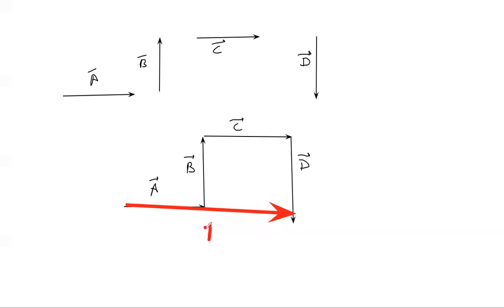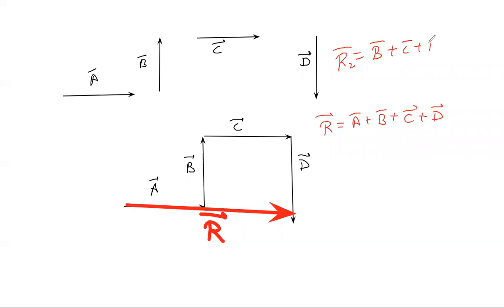So this is vector R. So R vector equals A vector plus B vector plus C vector plus D vector. Okay, so the R direction is clear. Suppose we want to calculate, in this example, R2 vector equal to B plus C plus D plus A.